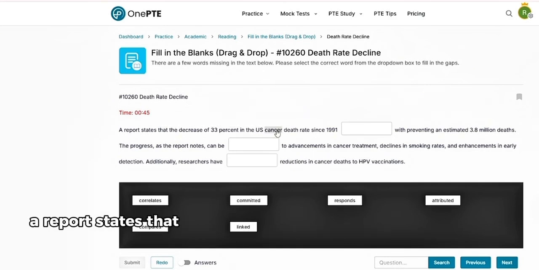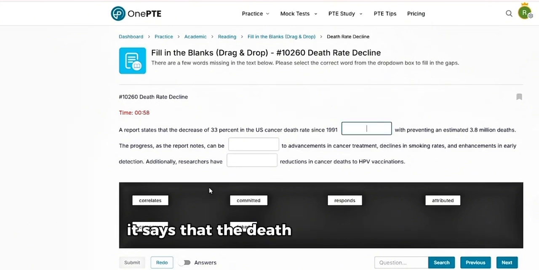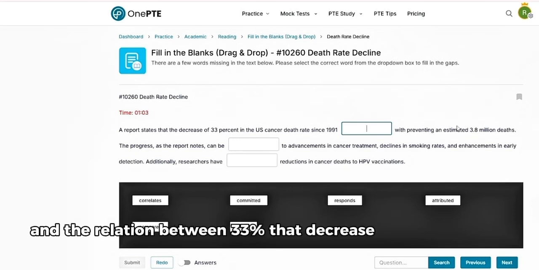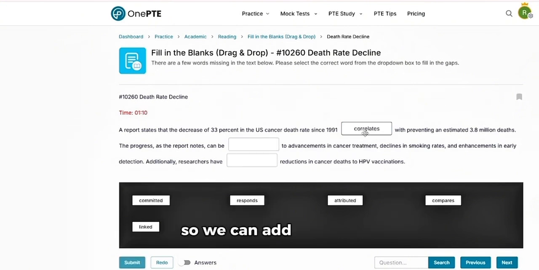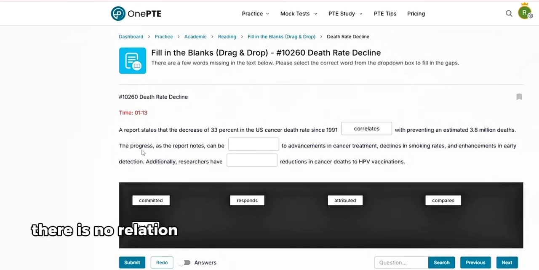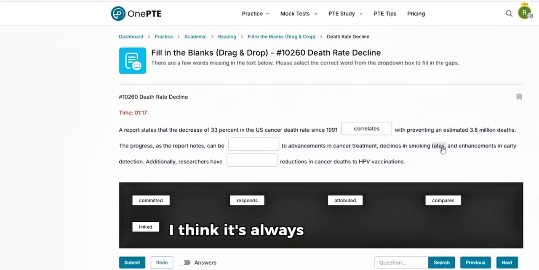Okay, move on to the first line. A report states that the decrease of 33% in the US cancer death rate since 1991 is preventing an estimated 3.8 million deaths. It says that the death rate is decreased, and something is relating the 33% death reduction and the 3.8 million deaths prevention. So we can add correlates. There is no relation with committed or response. I think it's always correlates. Let's move on to the next line.